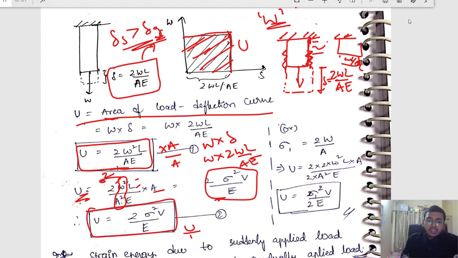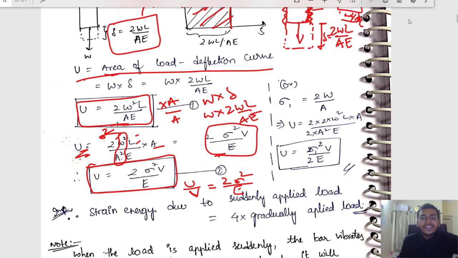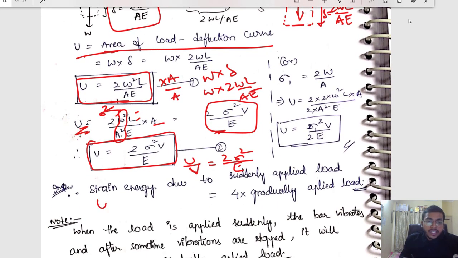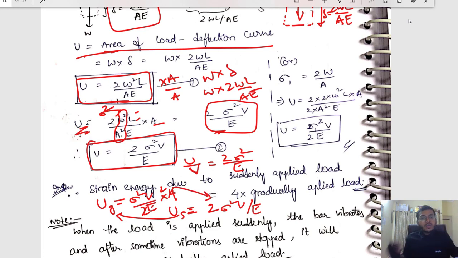What will be the strain energy per unit volume because of the suddenly applied load? It will be 2 sigma square by E. Okay, agreed? Very simple. What was the strain energy due to gradually applied load? It was sigma square V by 2E. What is the strain energy because of the suddenly applied load? It is 2 sigma square V by E. So how many times is it more than that of the gradually applied load? It is 4 times. If you multiply the gradual strain energy by 4, you will get that of the suddenly applied load. Agreed?